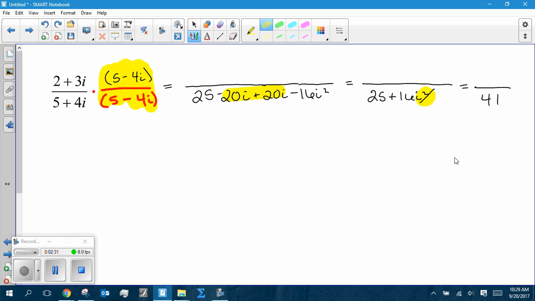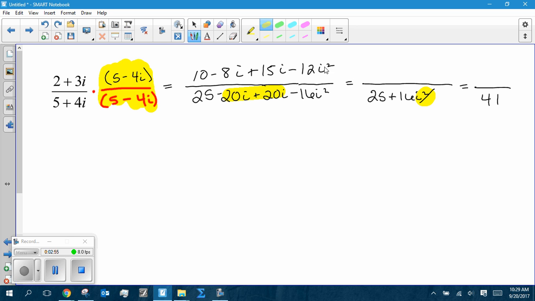Okay? Now we need to do a similar thing up top, but now because they're different complex numbers and they're not conjugates anymore, we're going to get a little bit more complex looking numerator. So I got 2 times 5 is 10. 2 times negative 4 is negative 8i. 3i times 5 is positive 15i. And then 3i times negative 4i is negative 12i squared.